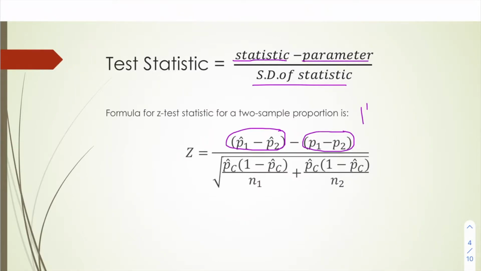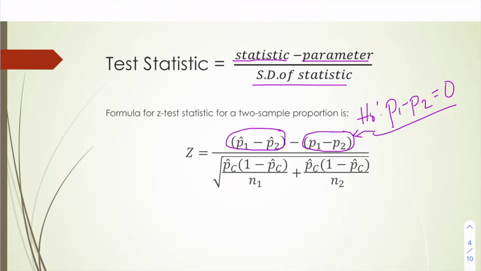Normally, if my H sub 0 is that P1 minus P2 equals 0, and since we're assuming that that's true, then what happens is this whole thing, the P1 minus P2, gets replaced by 0. So those values actually all become 0 when you do a hypothesis test.